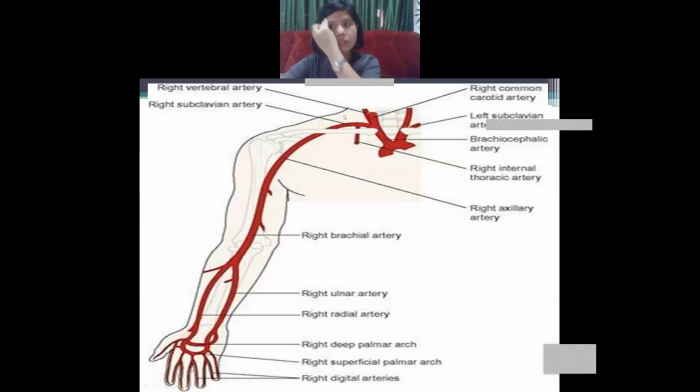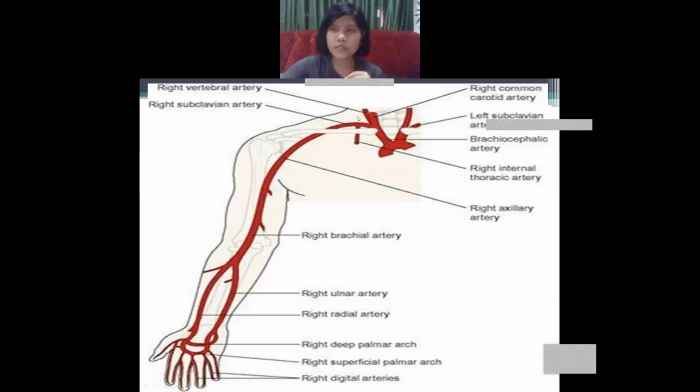So this is the vertebral artery. After the vertebral artery, you will find the carotid artery. The carotid artery you will find here in this portion. Just at the back side of the carotid artery, you will find the vertebral artery that is in your vertebral column.